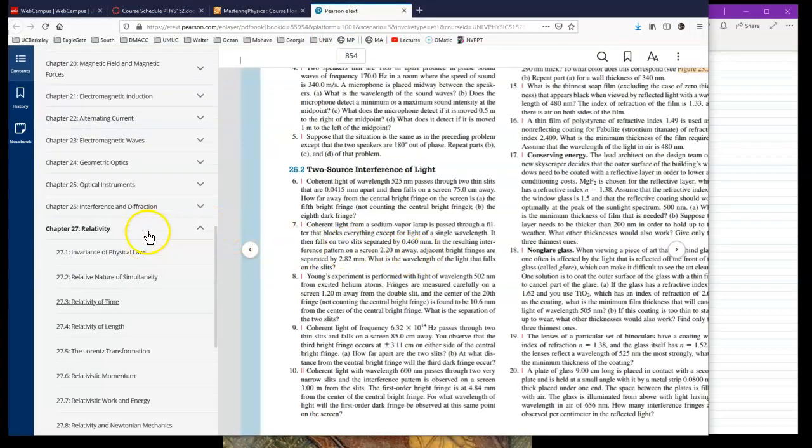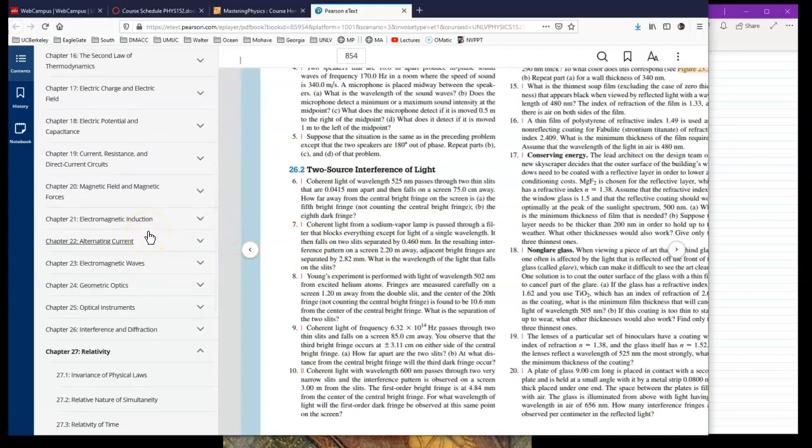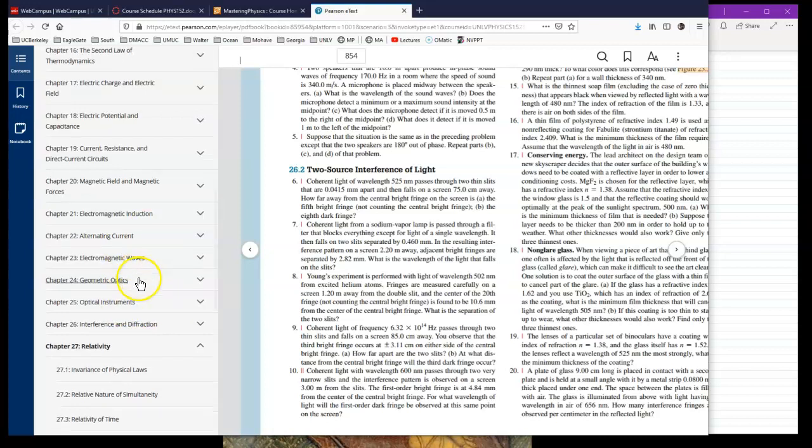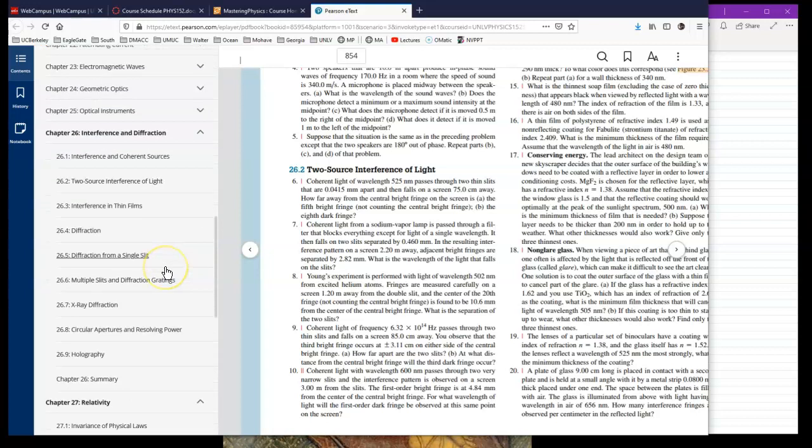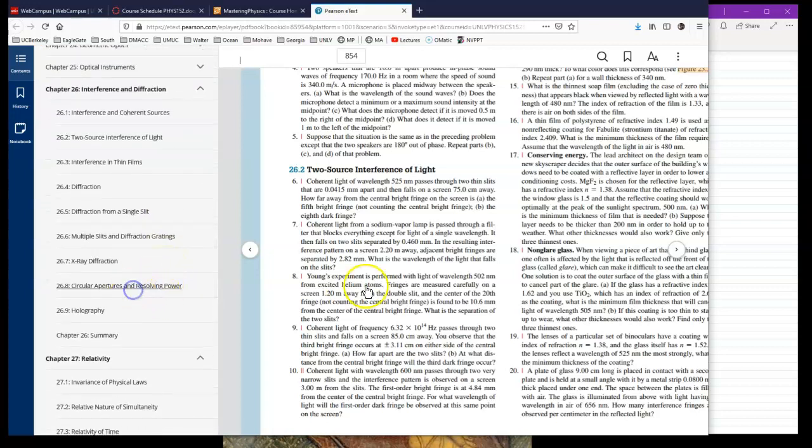The next topic that I want to talk about is the resolving power of an optical instrument. I believe it's section 8. There we go.